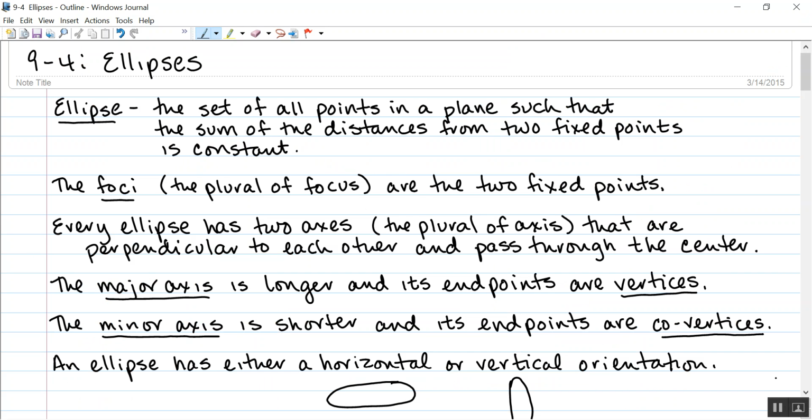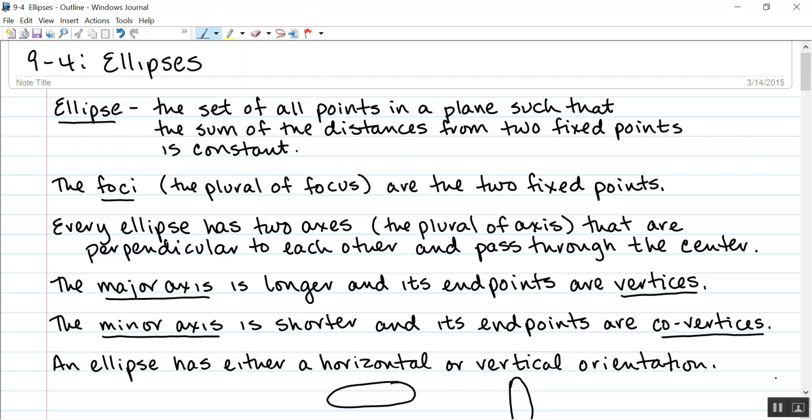Okay, let's get back to some more vocabulary here. So every ellipse has two axes. These are lines that go through the center of the ellipse. They're perpendicular to each other. The major axis is the longer one, and its endpoints are called vertices. The minor axis is the shorter one, and its endpoints are called covertices.